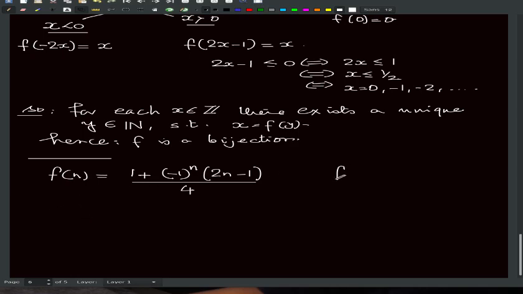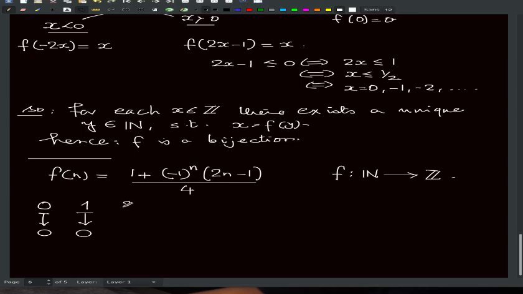So you're saying that this is a function from N to Z, right? Let's try and see what it is doing. With 0, minus 1 to the power 0 is 1, and this is 0. Minus 1 plus 1 is 0, so this is going to 0. With 1, this is 2 minus 1, that is 1. 1 minus 1, so this is again going to 0.